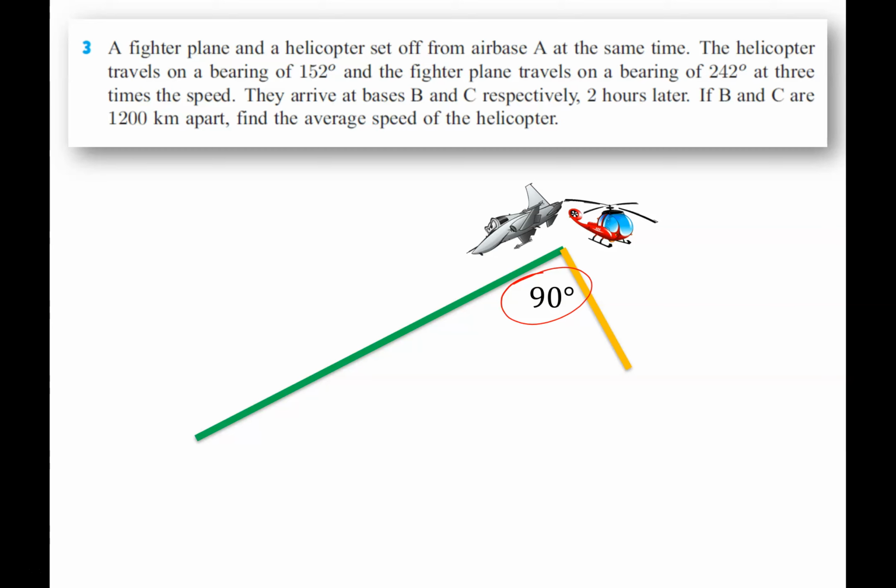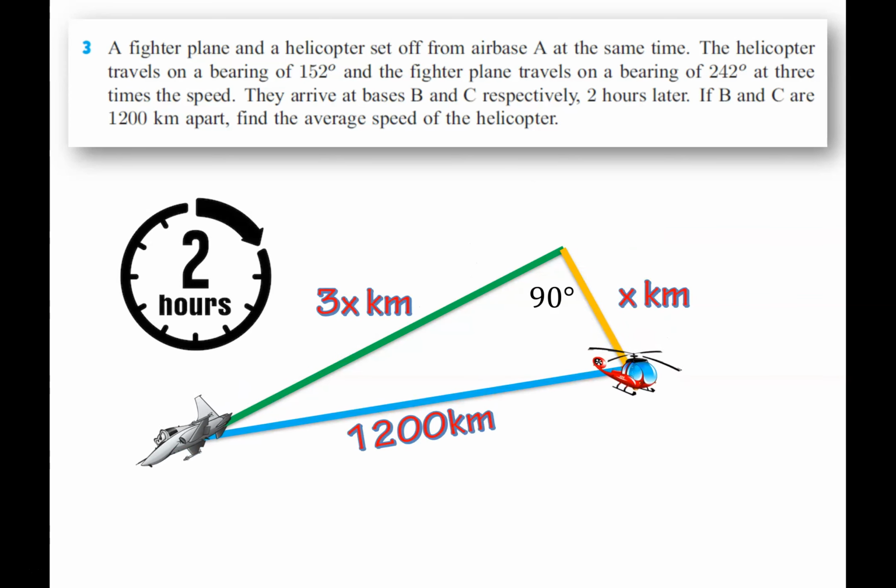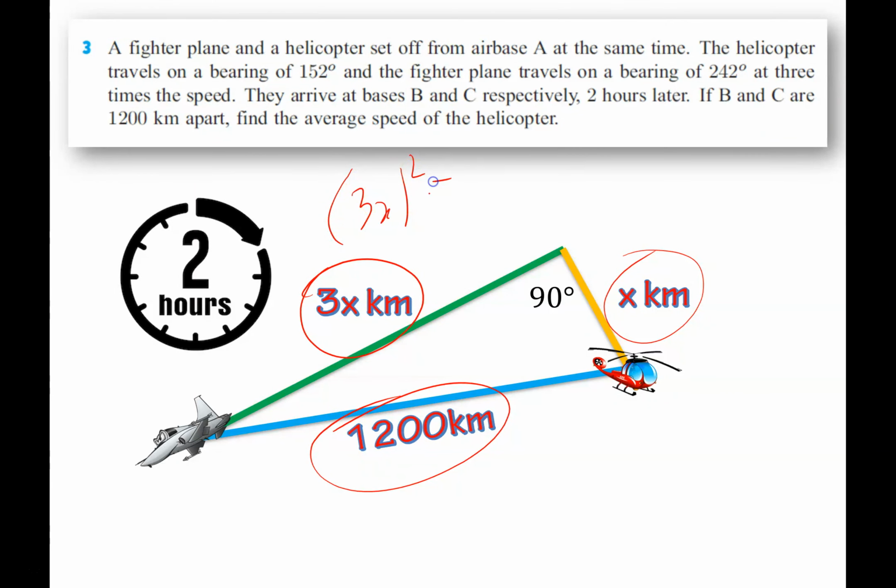Now, it said that the fighter plane travels 3 times the speed of the other one. So that means distance-wise, it will get 3 times further than the helicopter would have gone. And we know that they are 1,200 kilometers apart. So this is starting to look quite a bit similar to the previous one. I've got 3x kilometers here, x kilometers there, and I can add them into Pythagoras. Remember, (3x) squared is 3x in brackets squared, which, if you were to simplify it, would be 9x squared.